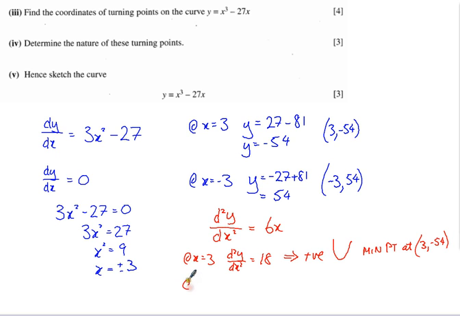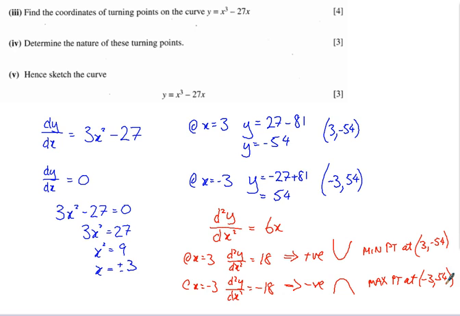I would expect at x equal negative 3, then d squared y by dx squared to show a maximum point. But let's show it. 6 times negative 3 is negative 18. That's a negative value, funny enough. If you're in a negative frame of mind, you're unhappy. So there's your sad face. But that is a maximum turning point at negative 3, 54.